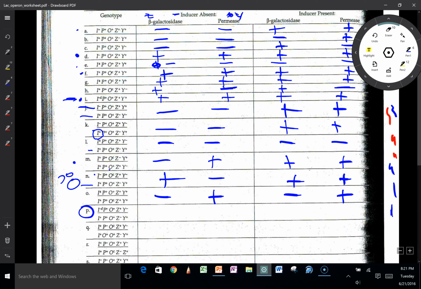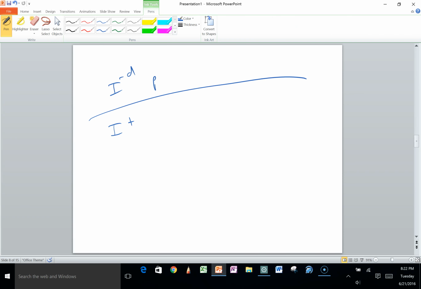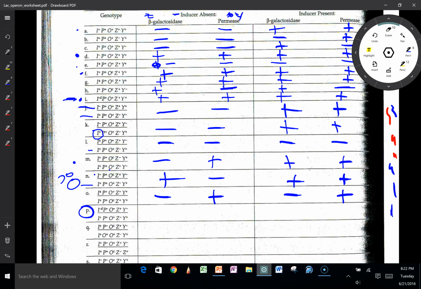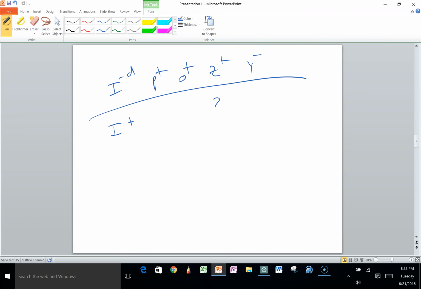Alright, so what else do we have? The top is P plus, O plus, everything's normal except for Y. So this is P plus, O plus, Z plus, Y minus. The bottom, everything is normal except for Z. So there's Z minus, Y plus, O plus, P plus.